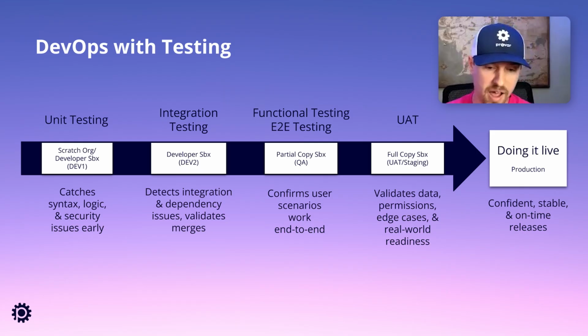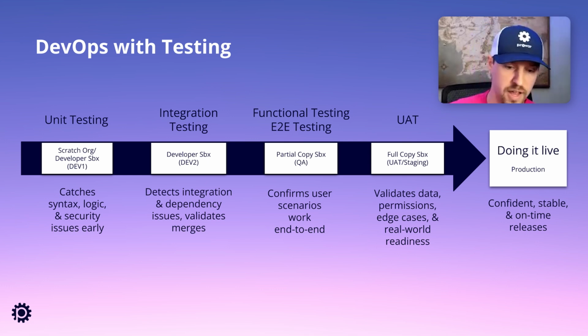And then you may or may not have a UAT or a staging environment, depending on your organization's maturity and setup. But this is where you would create basically a full copy sandbox of your production. And this would be to confirm real-world scenarios and real-world readiness in terms of validating things like all the data is correct, permissions, edge cases. This is where you would typically hand it off to the business team where they would do UAT and they would make sure that those scenarios are passing in that environment with all the integrations set up. And then this is the last stage, typically, before you get into production.